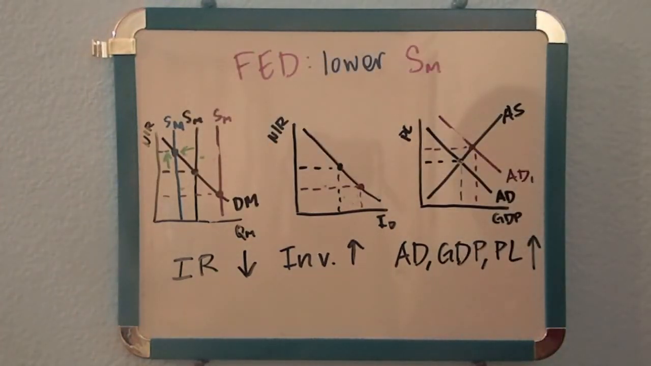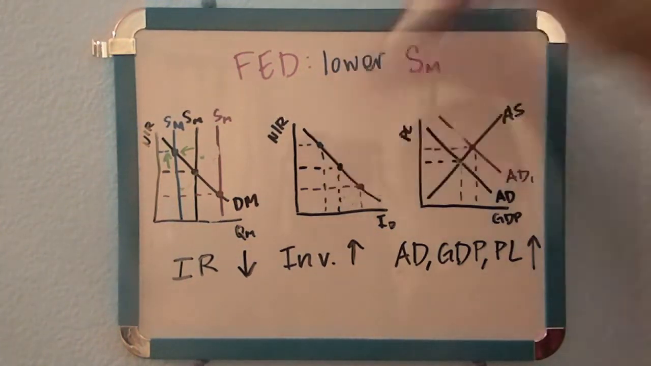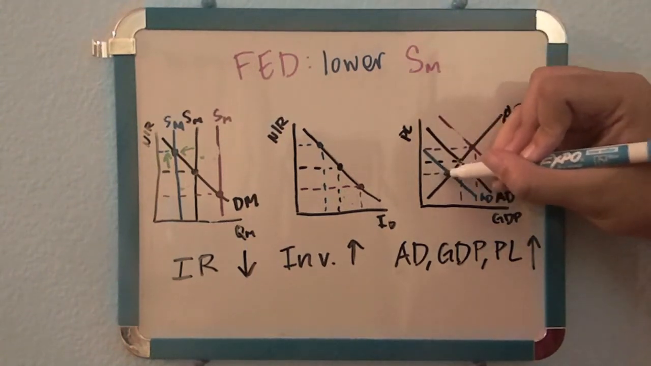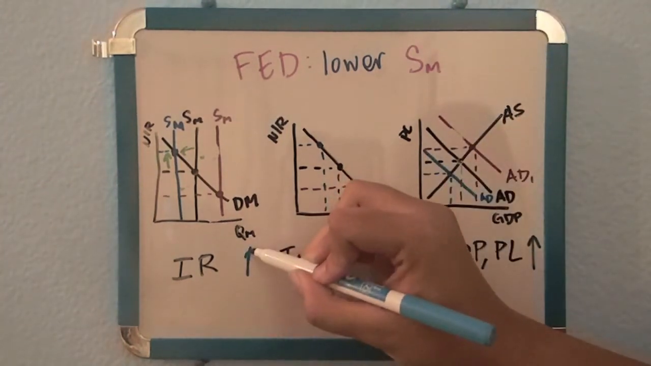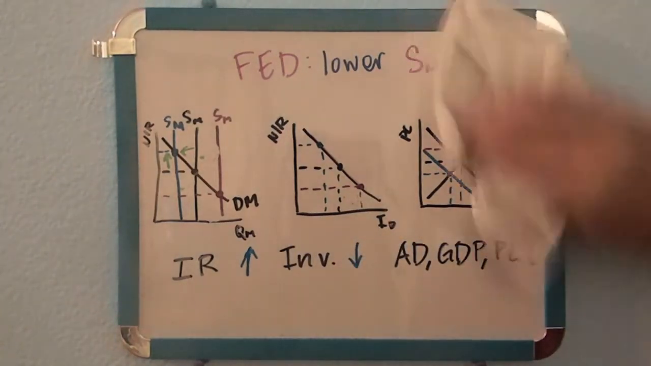And then the nominal interest rate will increase, which means in our second graph, our nominal interest rate will also increase. And our investments will go down. So basically, everything's inverted. And that's all for this video.